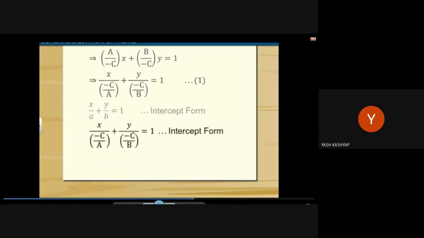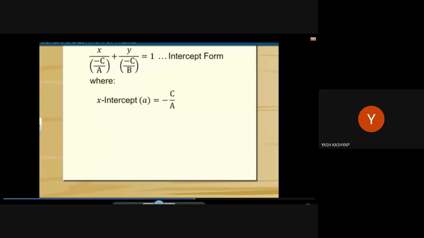So in the intercept form, the x-intercept a is equal to minus c by a and the y-intercept b is equal to minus c by b.